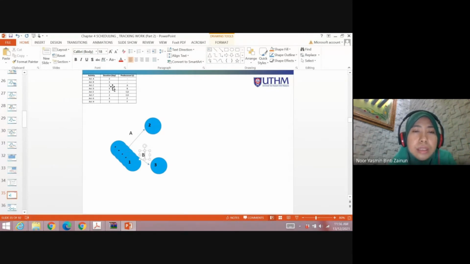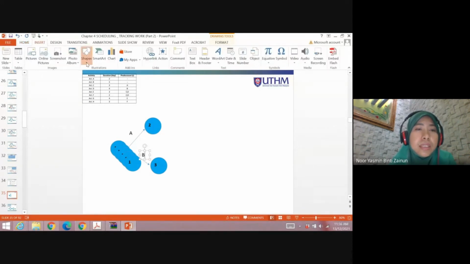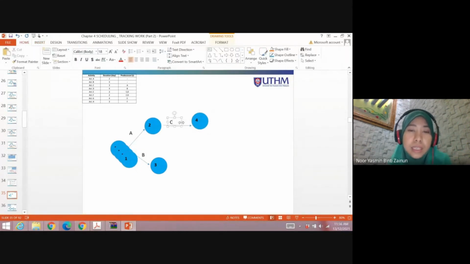After that, C, the predecessor is A. Okay, daripada A ni, the activity is C. The predecessor is A. Okay. Alright. And then look at here. For activity D, the predecessor is B. So you have the activity D. Okay. The predecessor is B. Okay.